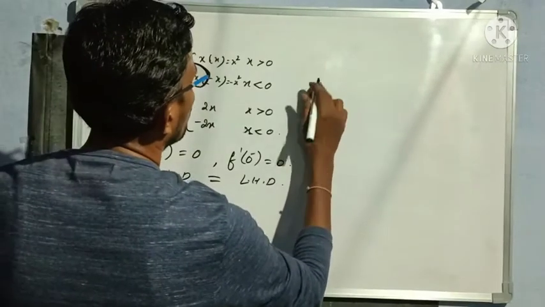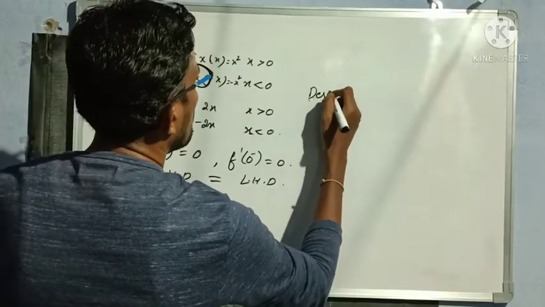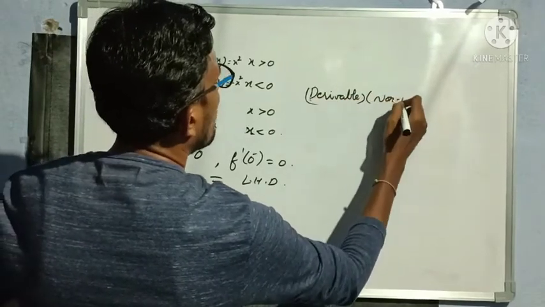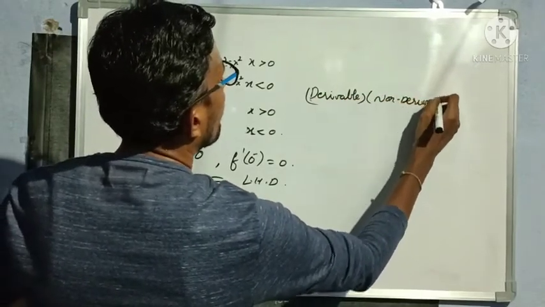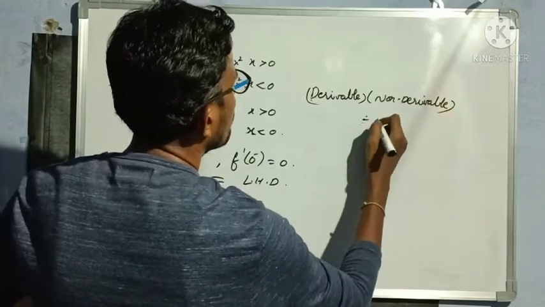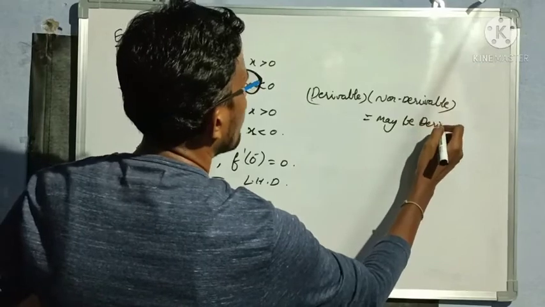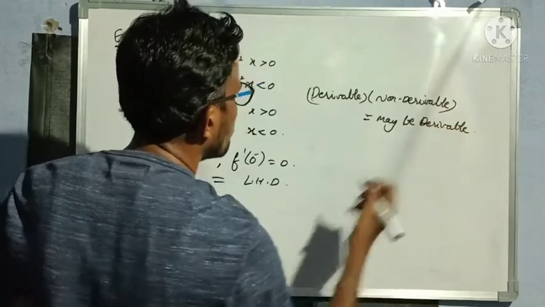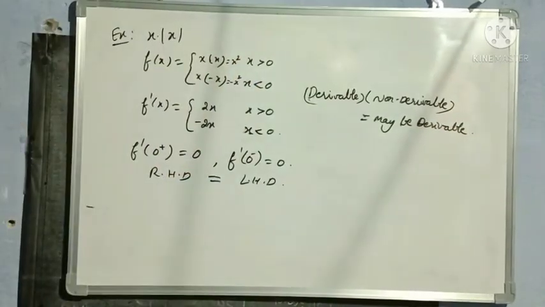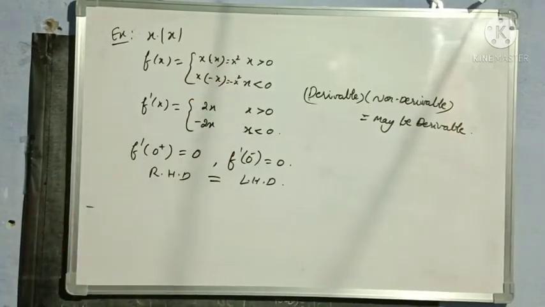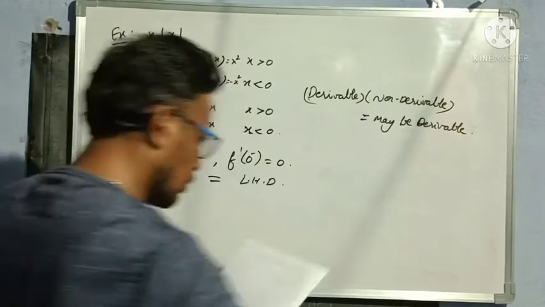So derivable plus non-derivable may be derivable. Maybe derivable means not always derivable, but the chances of derivability are there. That is the meaning of maybe derivable. And I have proved that with this example. I hope now everybody understood. Yes, now let us move to our next example.